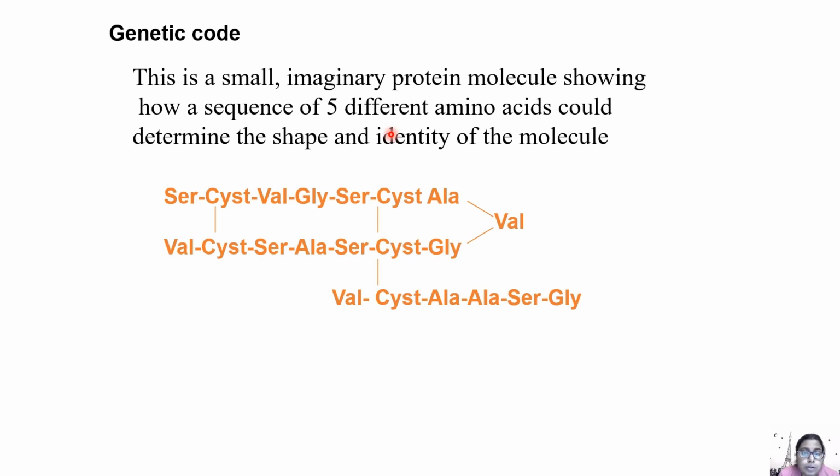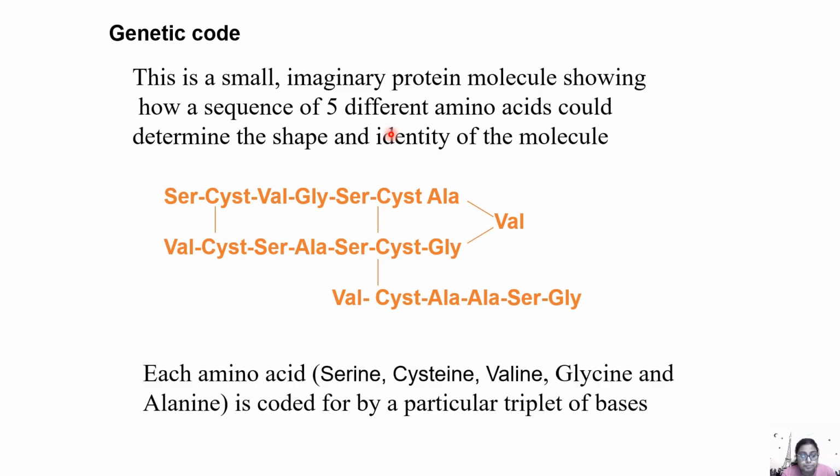So if you see, this is a small imaginary protein molecule showing how a sequence of 5 different amino acids could determine the shape and identity of the molecule. We know that the primary structure of a protein is basically the amino acid sequence, and this sequence can determine the shape and identity of the molecule. We can figure out from here if it will have normal shape, if it will be able to carry on its normal functions, etc.